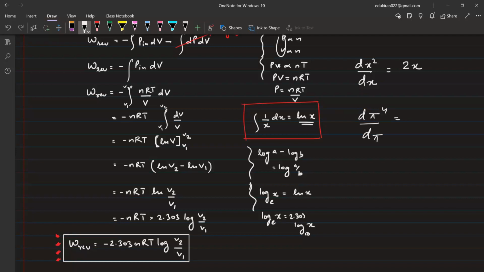How much will this be if you have power 4? 4 by 3, 4 by 3. 4 pi cube. Pi is a constant. Pi is a constant. It will be equal to how much? 0. You got trapped.